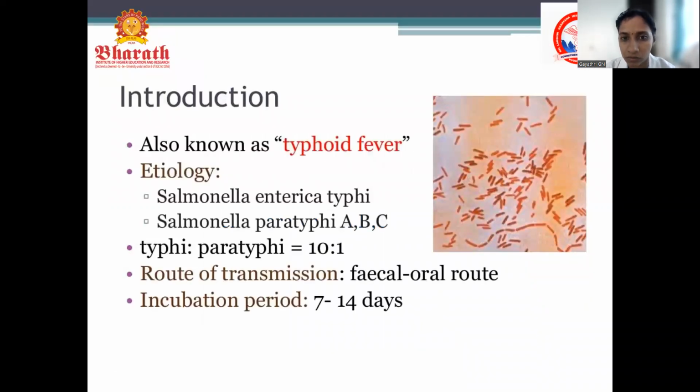So enteric fever, also known as typhoid fever, is caused by the bacteria Salmonella enterica typhi and Salmonella paratyphi types A, B, and C. Enteric fever caused by Salmonella typhi to paratyphi is 10:1, meaning the typhi is more common. The route of transmission is the fecal-oral route. That is why the infection spreads fast and rapidly. The incubation period of this disease is 7 to 14 days, 1 to 2 weeks.